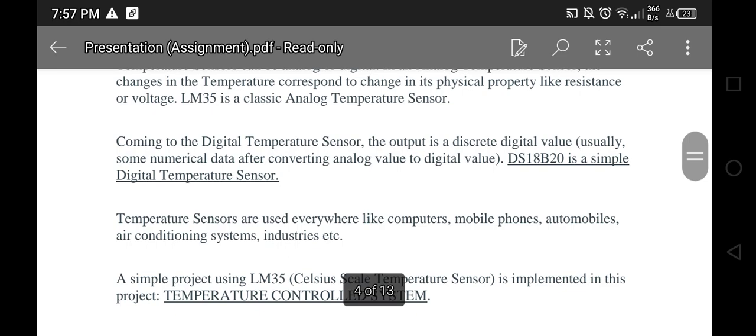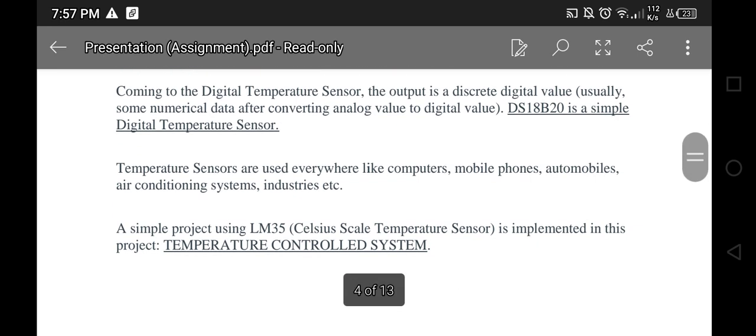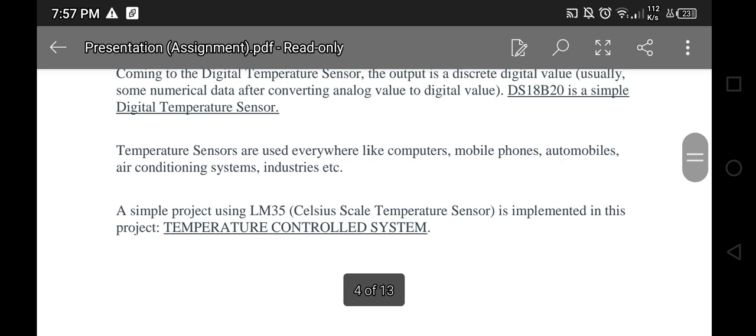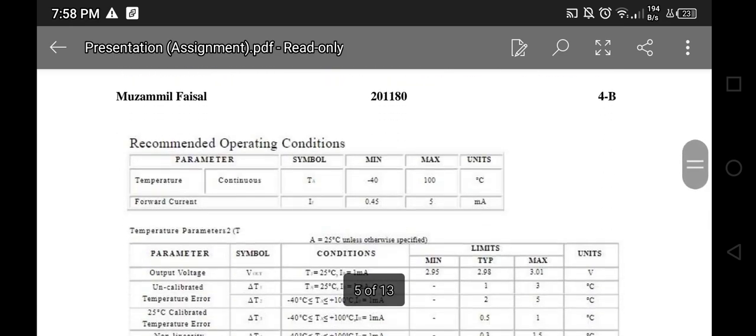Coming to the digital temperature sensor, the output would be of discrete value, as we have discussed above. The DS18B20 is a simple digital temperature sensor. Temperature sensors are used everywhere, like computers, mobile phones, automobiles, air conditioning systems, and industries. A simple project that we can make by using LM35 would be a temperature control system. It would be a Celsius scale temperature sensor.